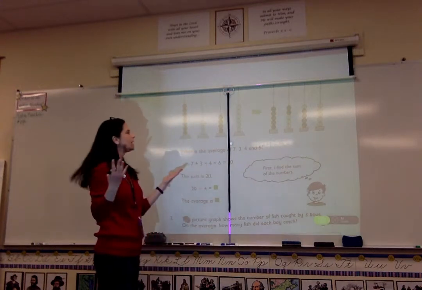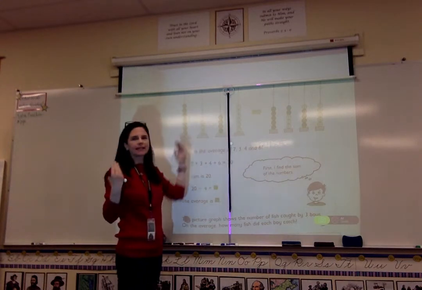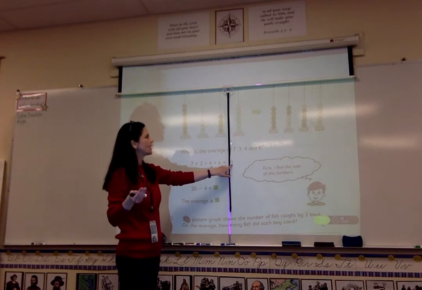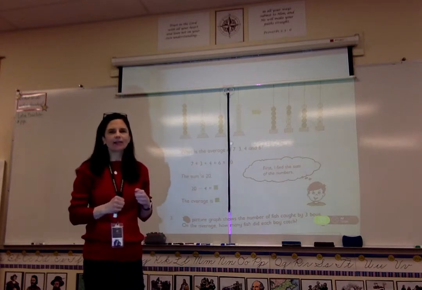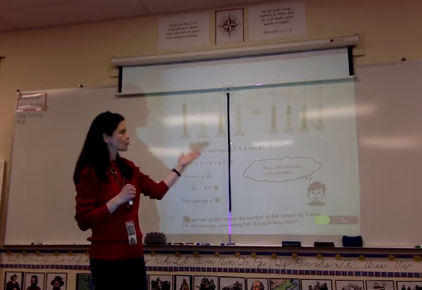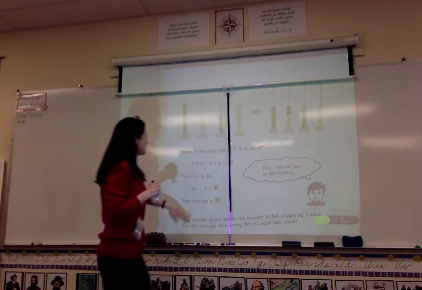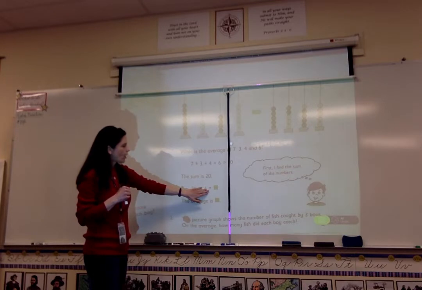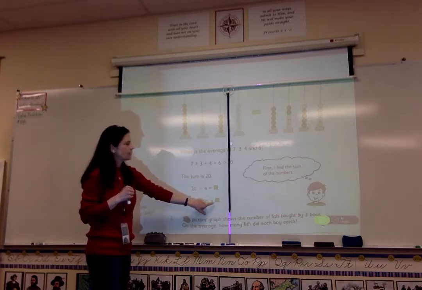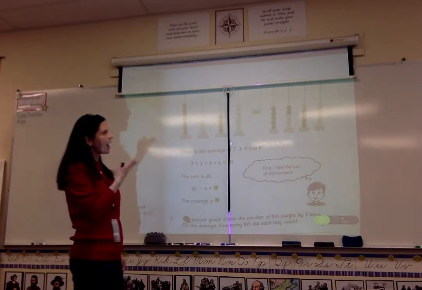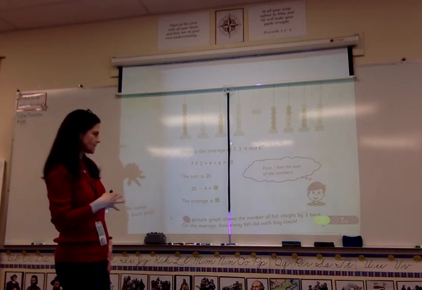And we determine that by adding up the beads, getting a total number, which is 20, and then dividing that total by the number of groups, or the number of abacuses, 1, 2, 3, 4. 20 divided by 4. So the average then is 5. There's an average of 5 beads per abacus.